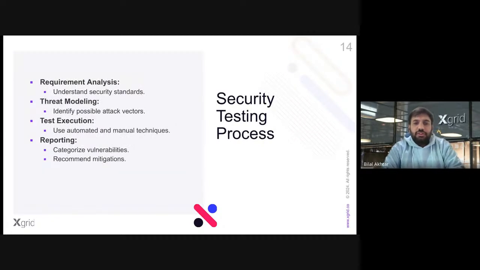So the process of security testing basically consists of four steps: requirement analysis, threat modeling, test execution, and reporting. Requirement analysis is basically understanding security standards, and whether our application is compliant with the security standards or not. Threat modeling is identifying possible attack vectors, using automated and manual techniques for test execution. Then we categorize vulnerabilities and recommend mitigations, which is the reporting.